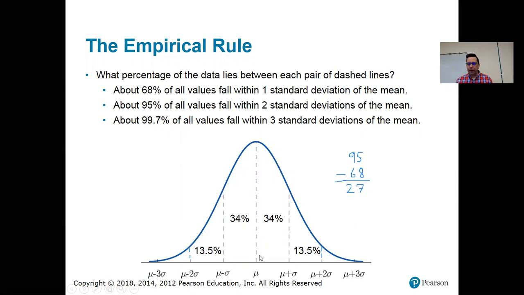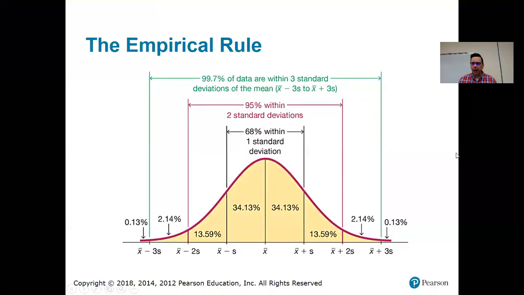Then I do the same thing for these last little regions here. Once I hit the 99.7%, I'm not going to worry about what's outside. That remaining 0.3%, we don't really think about that too much. So you would do 99.7 minus 95, since I've already accounted for 95%. There's 4.7% left. That's going to leave 2.35% here and 2.35% there. This is basically the same picture we just made. They've just made the percentages a little more exact.